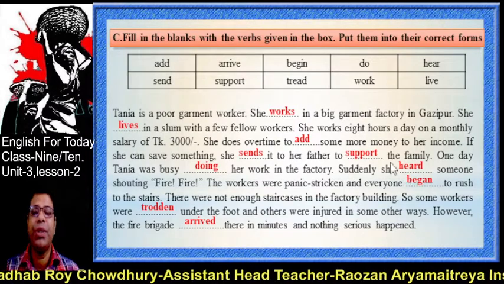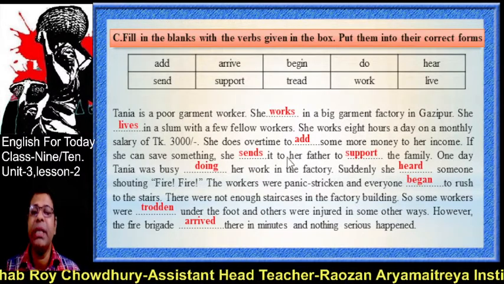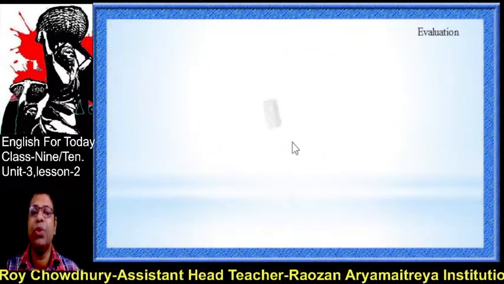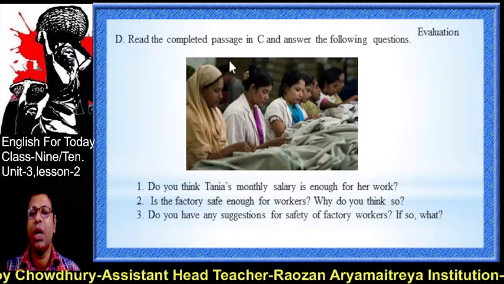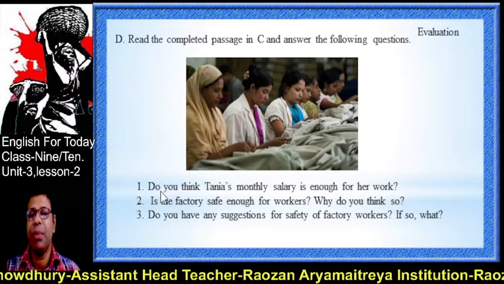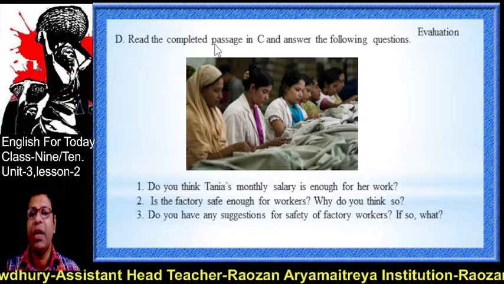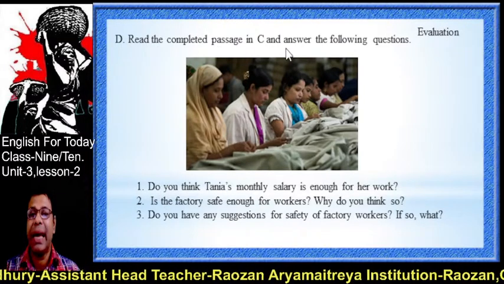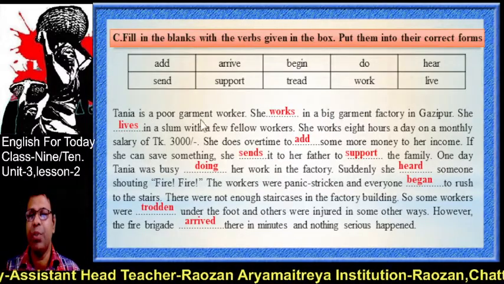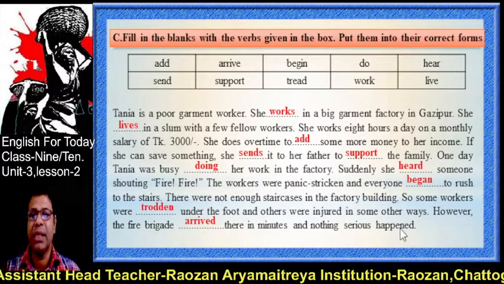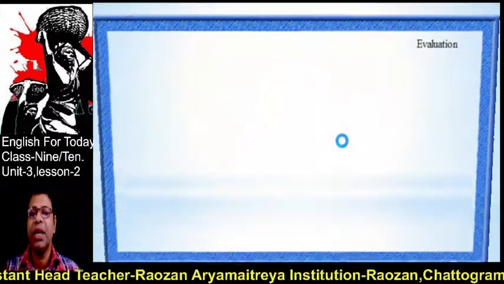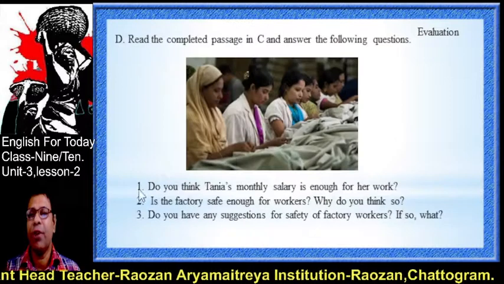So, dear students, pause the video, read the text again, and after reading the text, you will do the activity. That means you have to make answers for the questions. Read the completed passage again. Now, this passage you need to read. After reading the text, you have to make the answers for 3 questions.